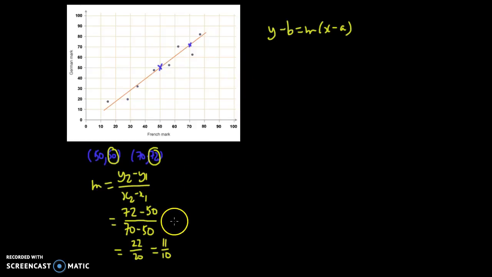Back to this. So we've got our gradient. Let's put that in, and let's use the point 50-50. So (a, b), that's going to be a is 50, b is 50. So y minus 50 equals, I've found the gradient already, I should say. That's 11 over 10, and our a value is 50 as well.